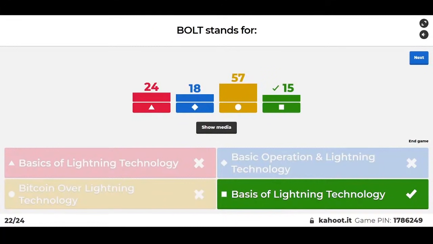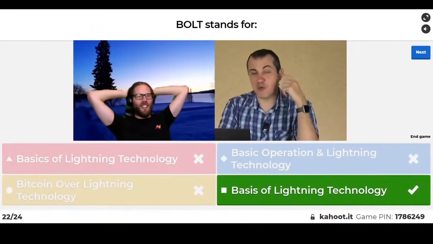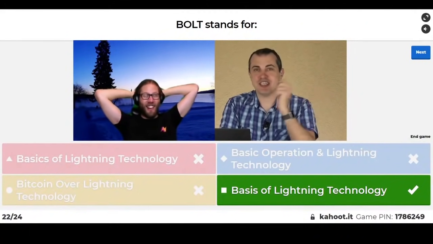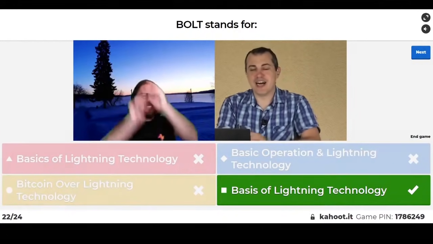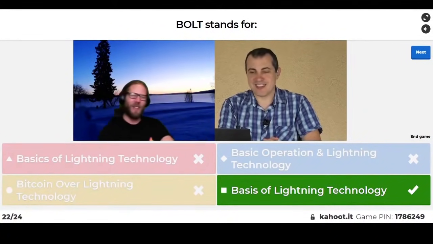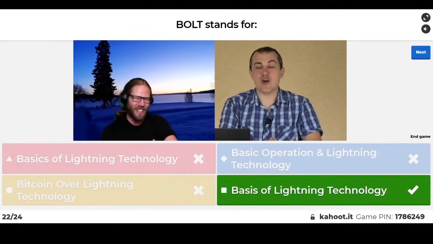Oof. Oh no. Oh no. Whoa. This one destroyed the rankings, I bet. Oh my gosh. But so many people chose the yellow one, the Bitcoin over Lightning technology. Which is, I mean, it's pretty good, right? Bitcoin over Lightning technology. It's awesome. Like voice over IP. Hey, maybe we should open another pull request and say rename the bolts to Bitcoin over Lightning.